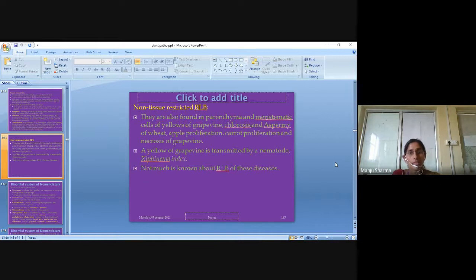And these are the non-tissue-restricted RLB. They are also found in parenchyma and meristematic cells, as in yellows of grapevine, chlorosis and aspermy of wheat, apple proliferation, carrot proliferation, and necrosis of grapevine. Yellows of grapevine is transmitted by a nematode, Xiphinema index, and this is all about the RLB. Thank you.